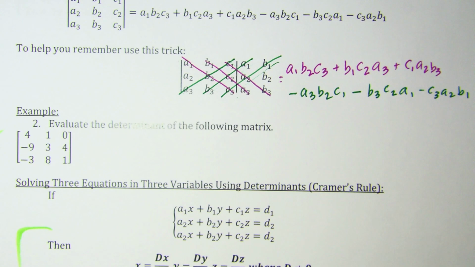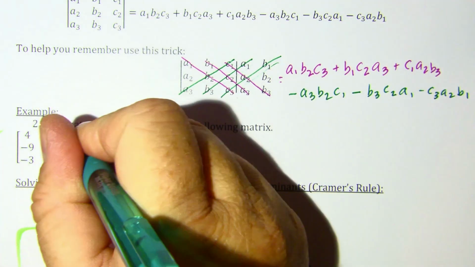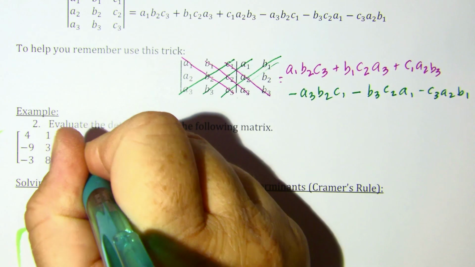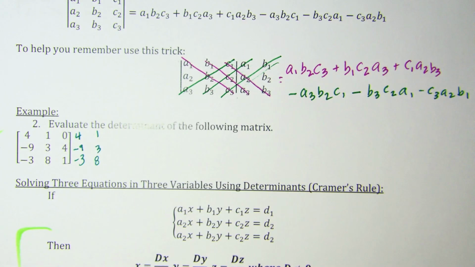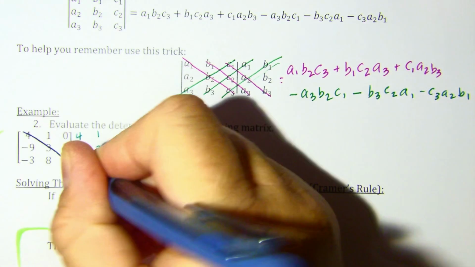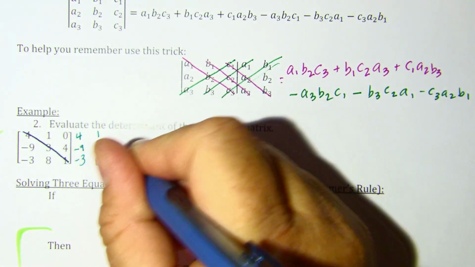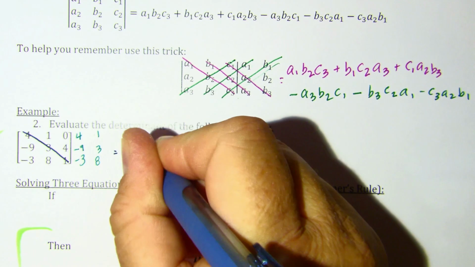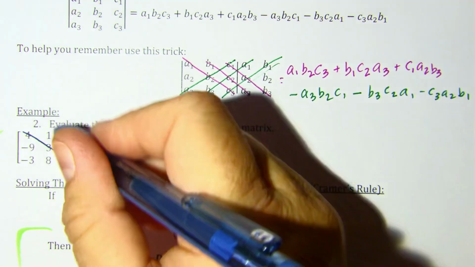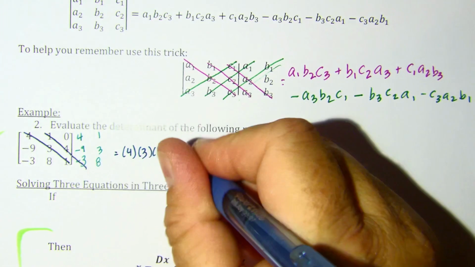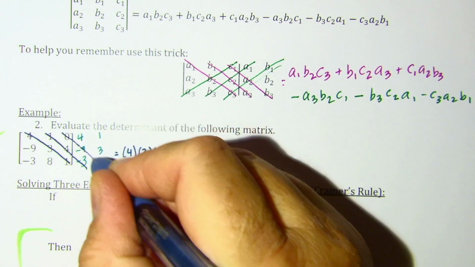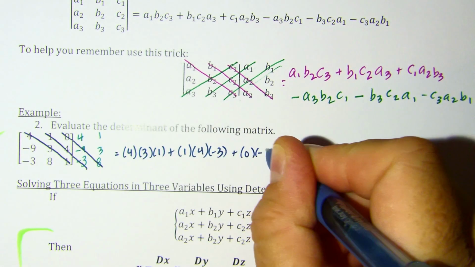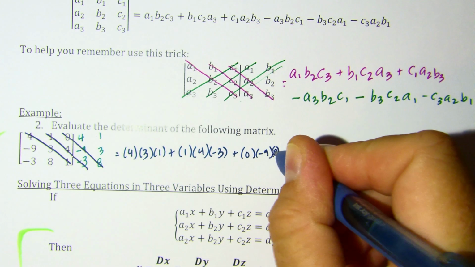It says evaluate the determinant for the following matrix. So the first thing I'm going to do is just copy these numbers next to it. And then we're going to go ahead and multiply down that main diagonal. So 4 times 3 times 1 is 12. And let me go ahead and actually just write it out. 4 times 3 times 1 plus 1 times 4 times negative 3 plus 0 times negative 9 times 8.